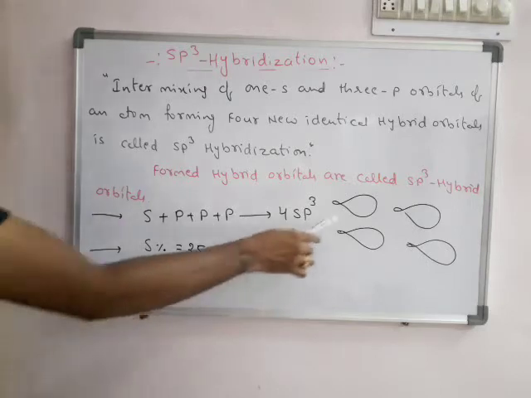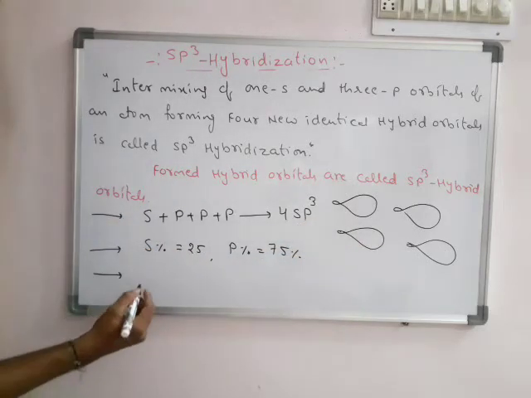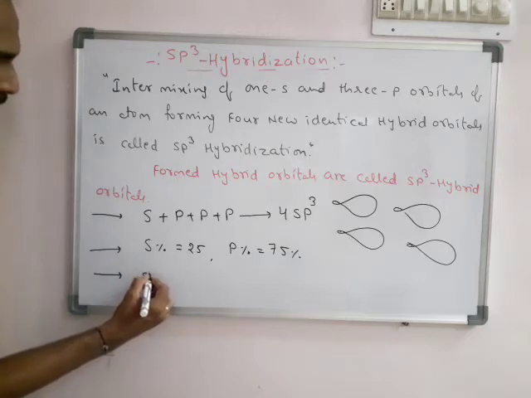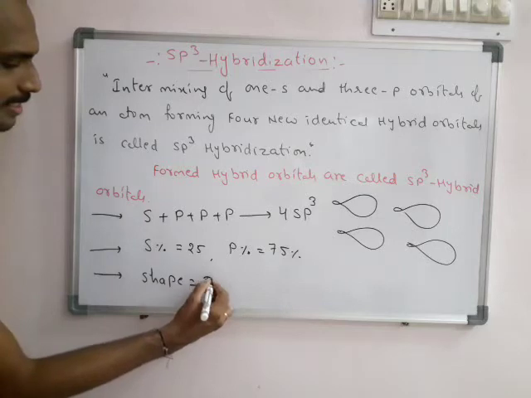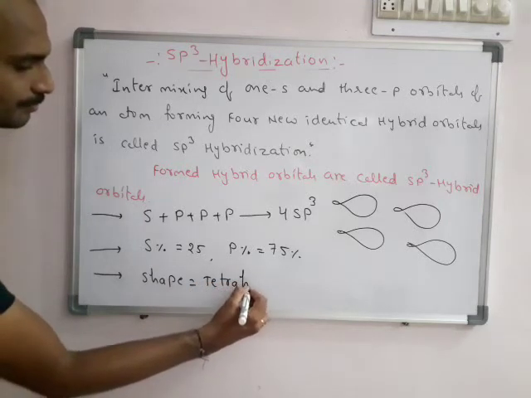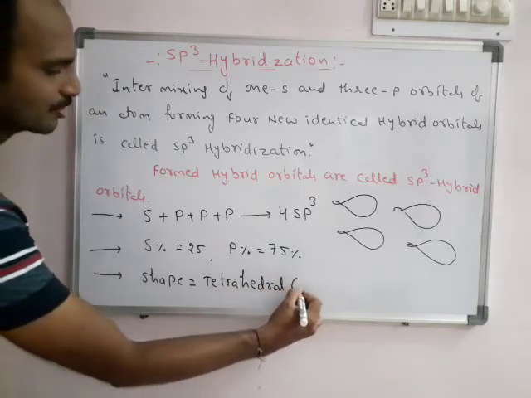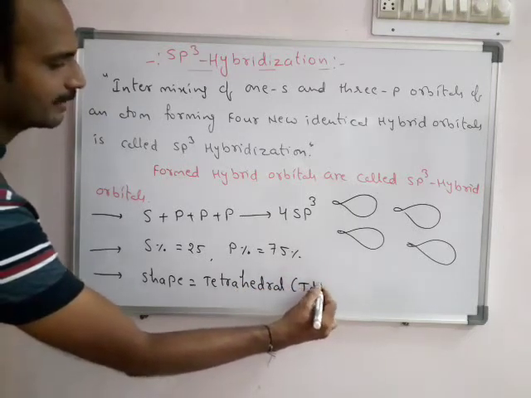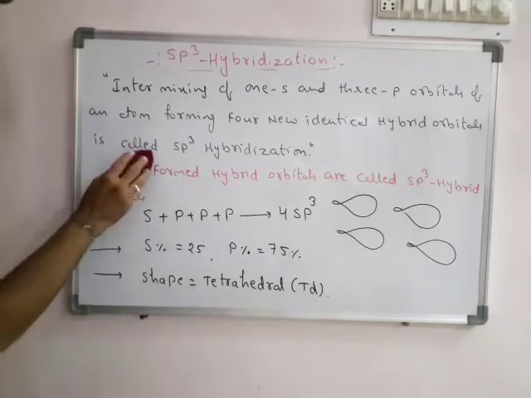Next, in which shape are they arranged? There are 4 formed, so the 4 formed are arranged in which shape? They are arranged in tetrahedral shape. Simply it can be written as Td. Okay, tetrahedral shape. In the tetrahedral shape, it is not planar.